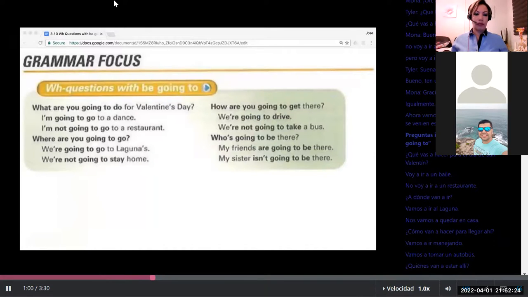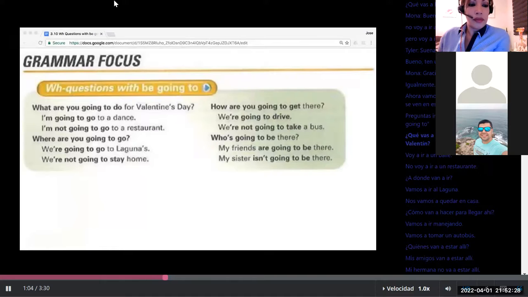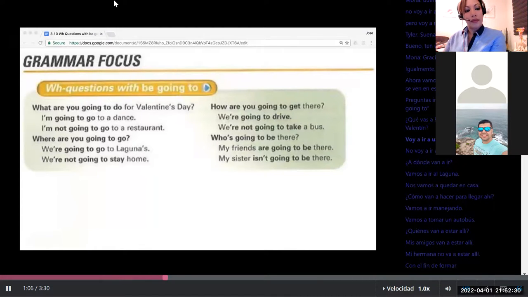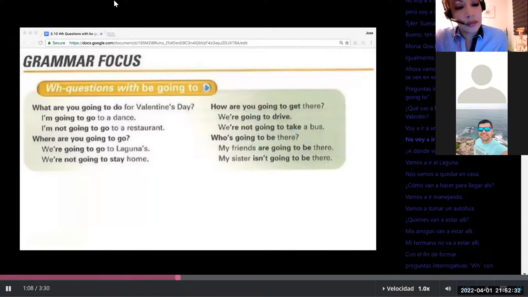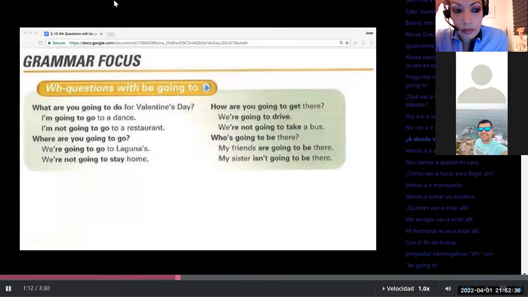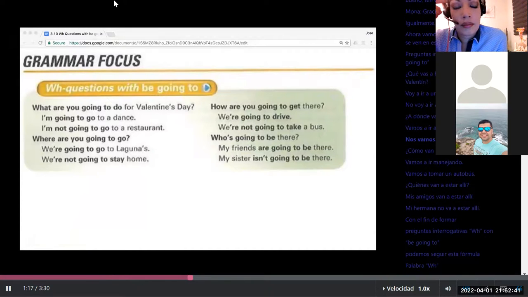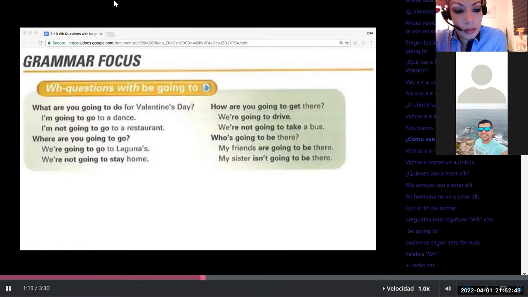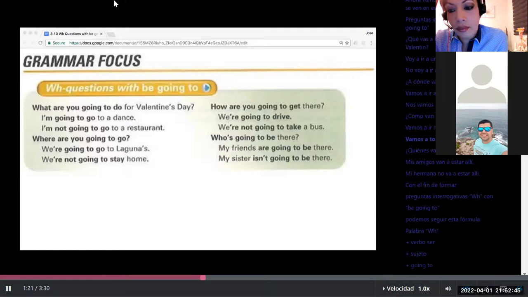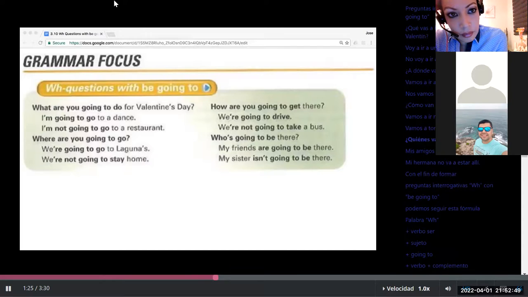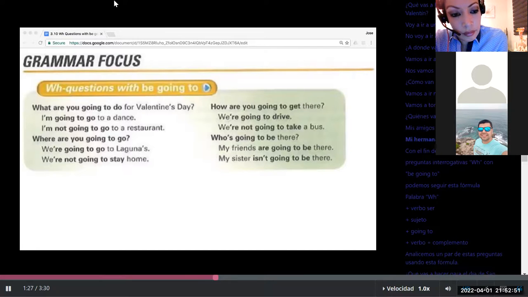Now let's analyze the examples that you see on this chart. WH questions with be going to. What are you gonna do for Valentine's Day? I'm going to go to a dance. I'm not going to go to a restaurant. Where are you going to go? We're going to go to Laguna's. We're not going to stay home. How are you going to get there? We're going to drive. We're not going to take a bus. Who's going to be there? My friends are going to be there. My sister isn't going to be there.